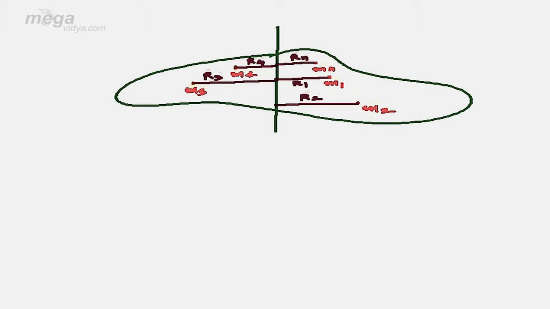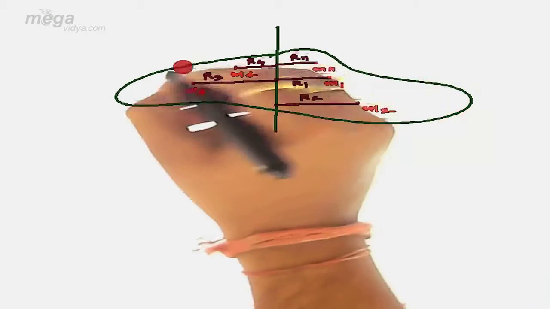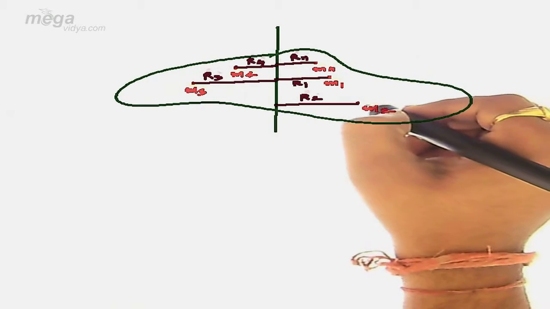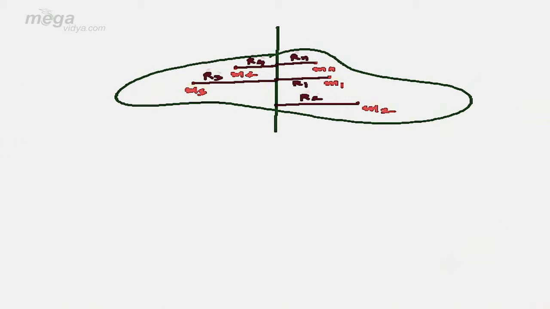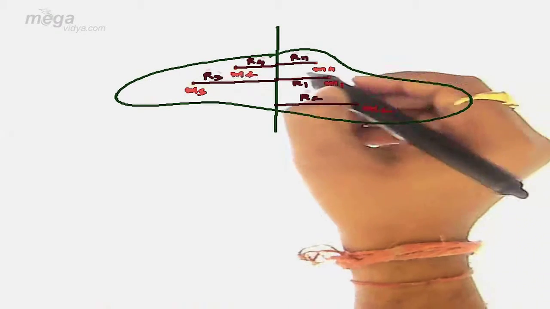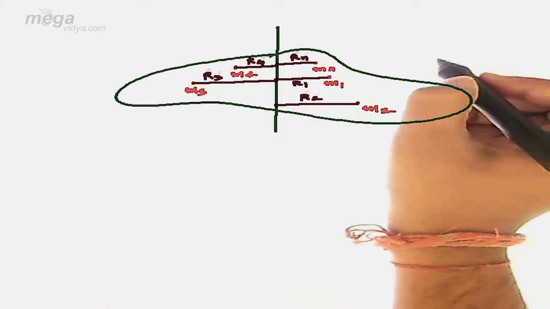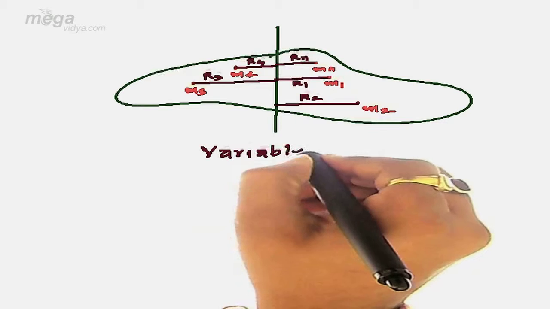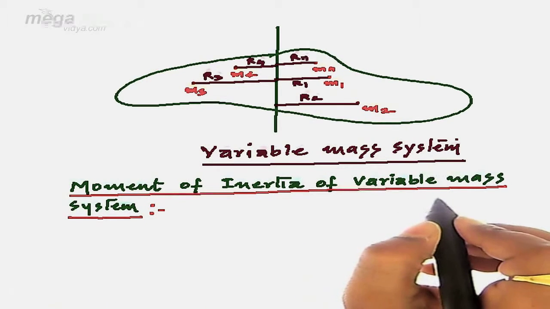In order to explain my point, let us take an illustration. Let us consider a rigid body as seen in the figure, such that different masses m1, m2, m3, m4, mn, etc. are placed at distances r1, r2, r3, r4 and rn respectively. The system is called a variable mass system. Now we are going to calculate the moment of inertia of a variable mass system.